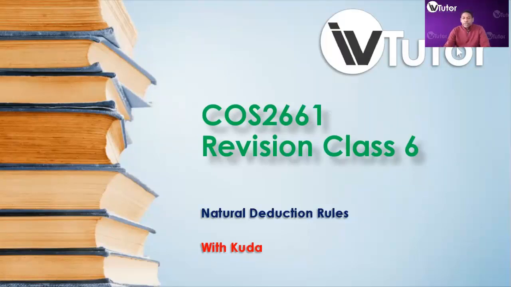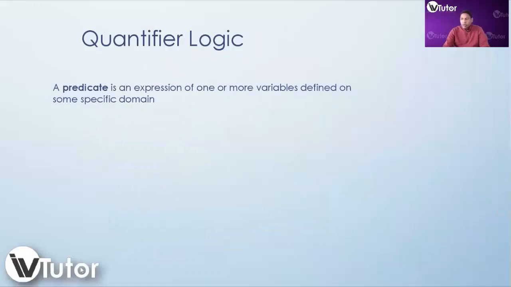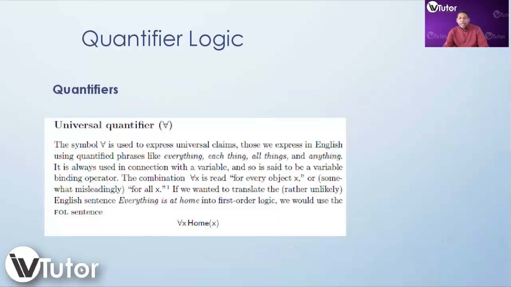Right, so let's see. We gave the definition of a predicate. We said it was an expression of one or more variables, defined in a specific domain. And then we had the universal quantifier being introduced, where we say that it will take the form and shape of that, where x is to be a variable, and then we also know that this is called a predicate.